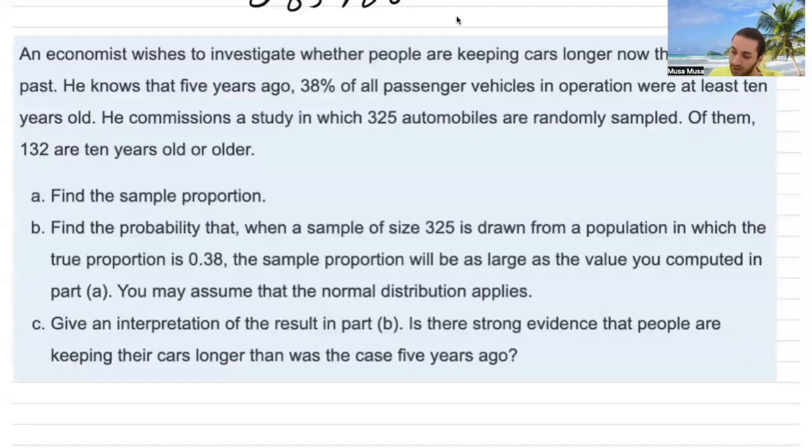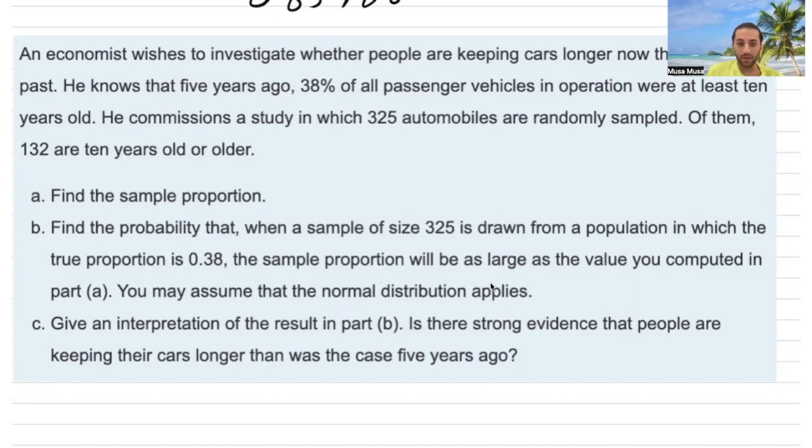this. An economist wishes to investigate whether people are keeping cars longer now than in the past. He knows that 5 years ago, 38% of all passenger vehicles in operation were at least 10 years old. He commissions a study in which 325 automobiles are randomly sampled. Of them, 132 are 10 years old or older. Find the sample proportion. And then find the probability that when a sample of 325 is chosen from a population in which the true proportion is 0.38, the sample proportion will be as large as the value you compute in part A. You may assume that the normal distribution applies, and then give an interpretation for your answer.